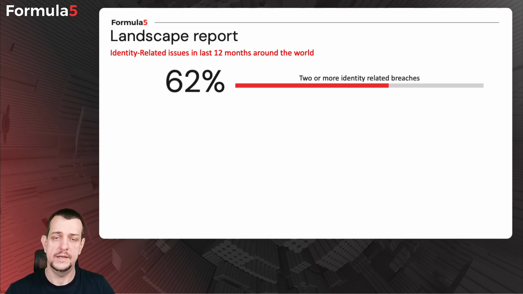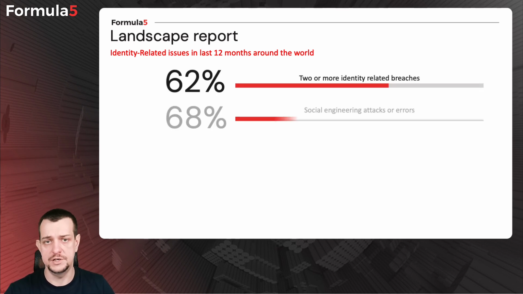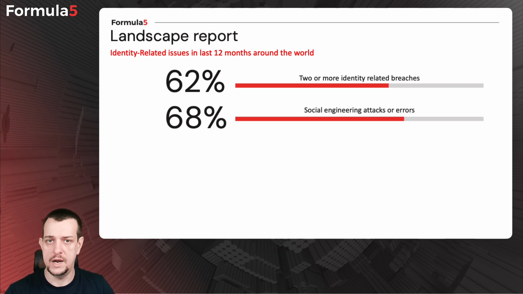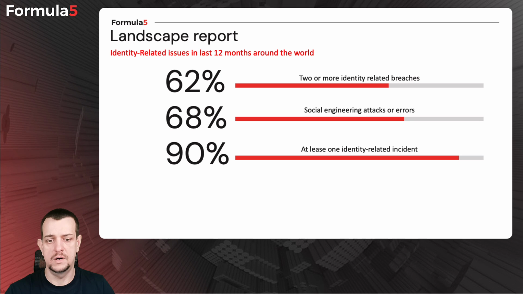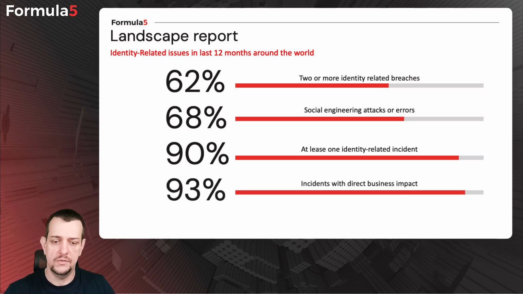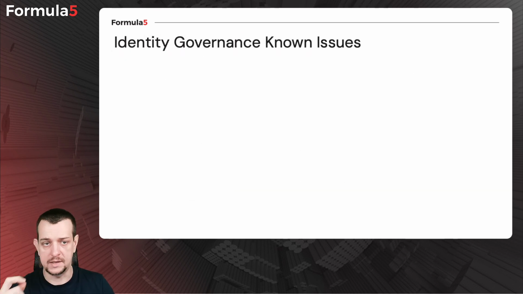62% of them were related to 2 or more identity-related breaches. 68% of them were related to social engineering attacks or errors. 90% of them were at least one of identity-related incidents. And then 93% of them were incidents with direct business impact. Those numbers are huge, to be honest. But within identity governance and the whole identity security functionality, we can secure those things. So let's go into the topic.